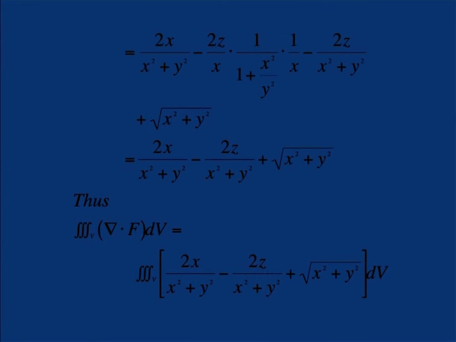We evaluate the divergence and simplify; it becomes 2x upon x square plus y square minus 2z upon x square plus y square plus root(x square plus y square). Thus the triple integral over the volume V of divergence f dV becomes the triple integral over V of the integrand 2x upon x square plus y square minus 2z upon x square plus y square plus root(x square plus y square) dV.